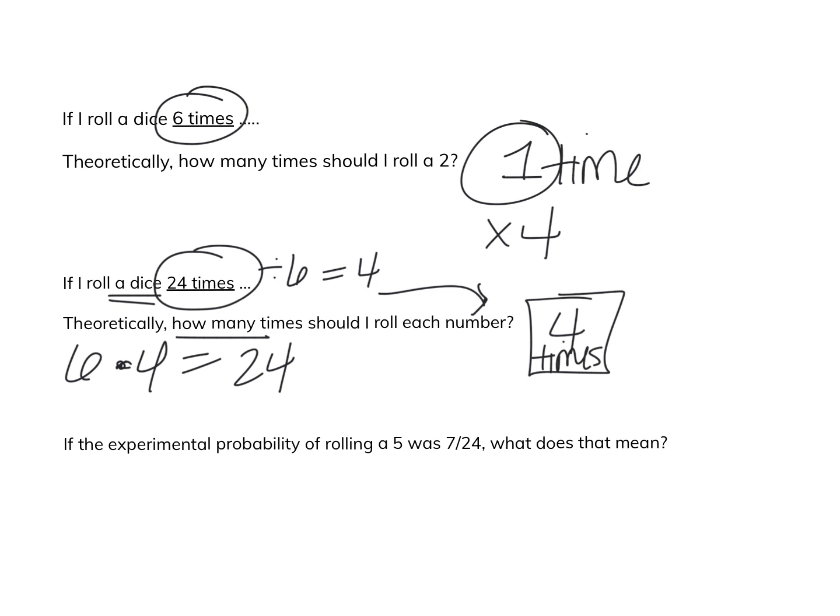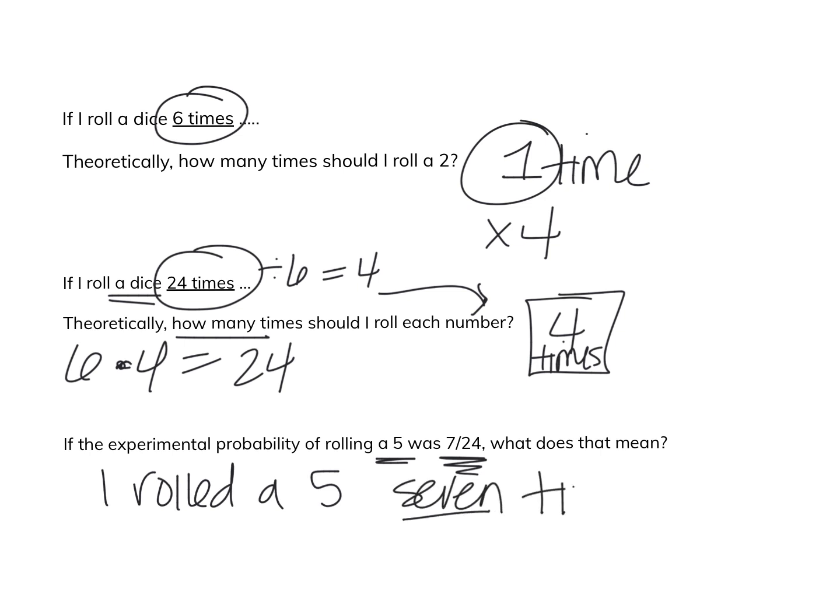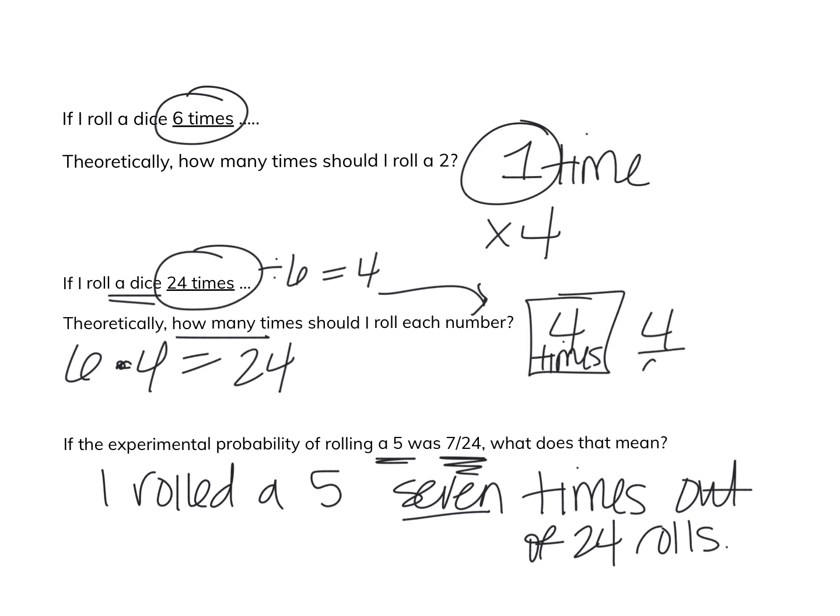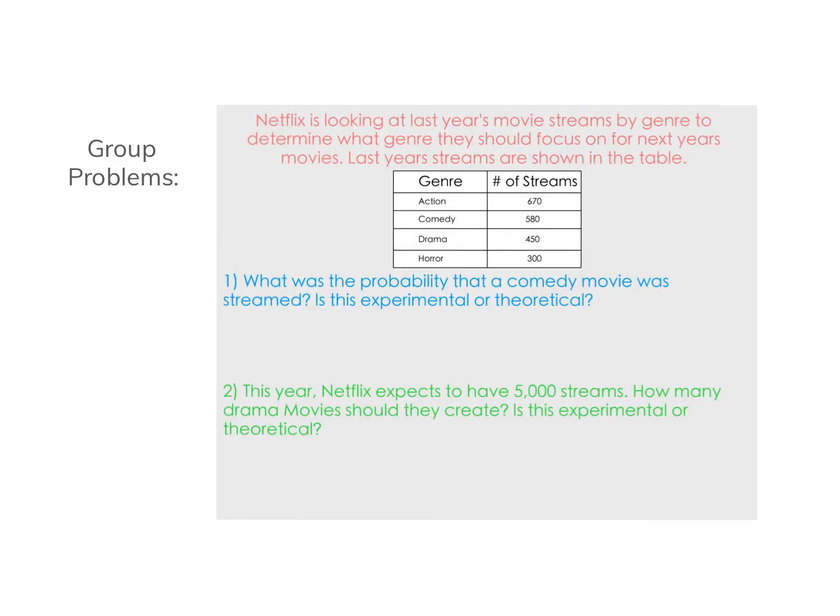If the experimental probability of rolling a 5 was 7/24ths, what does that mean? That means that I rolled a 5 7 times out of 24 rolls. It also means that my experimental probability was higher than my theoretical probability because, remember, it should have theoretically been 4/24ths and I got 7/24ths. Try pausing and do these problems on your own and then come back and check.